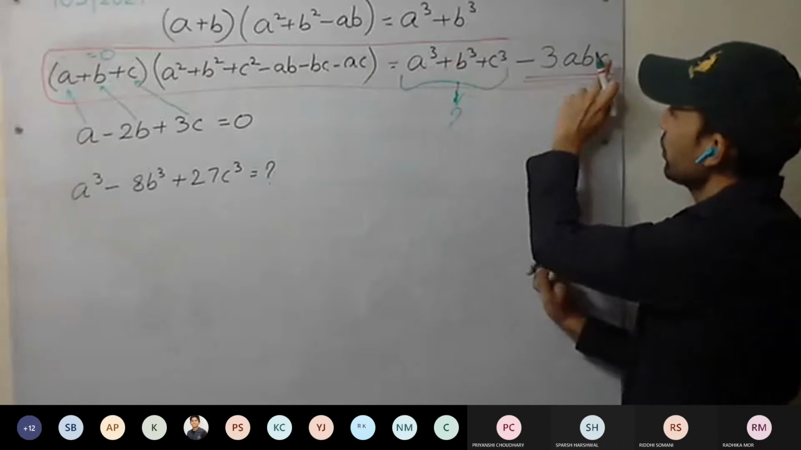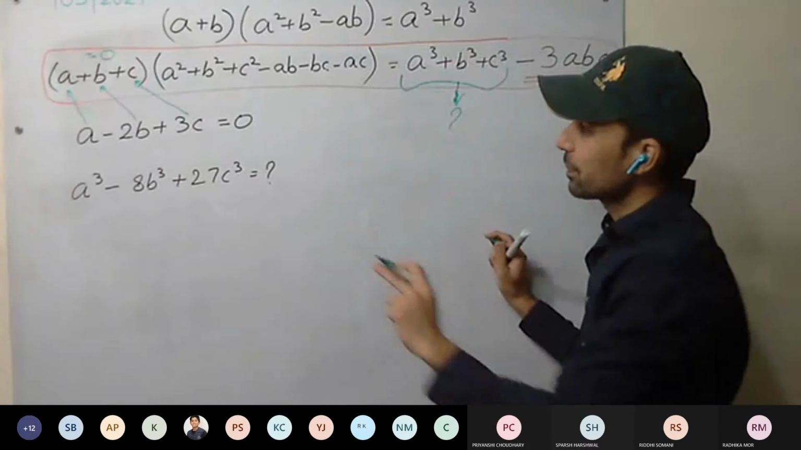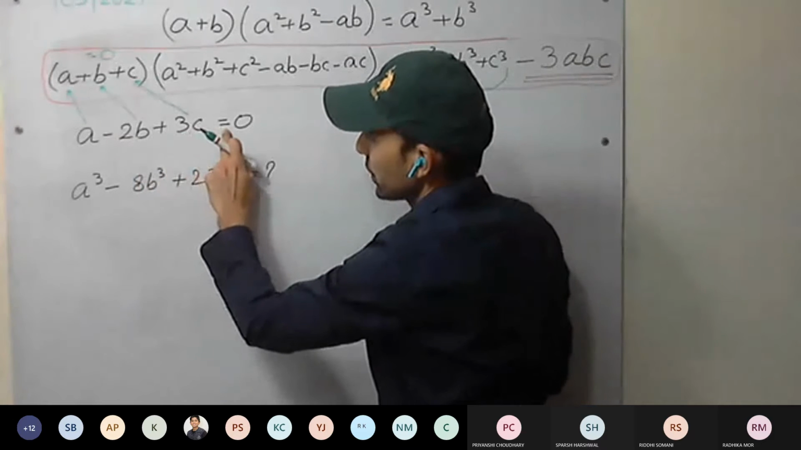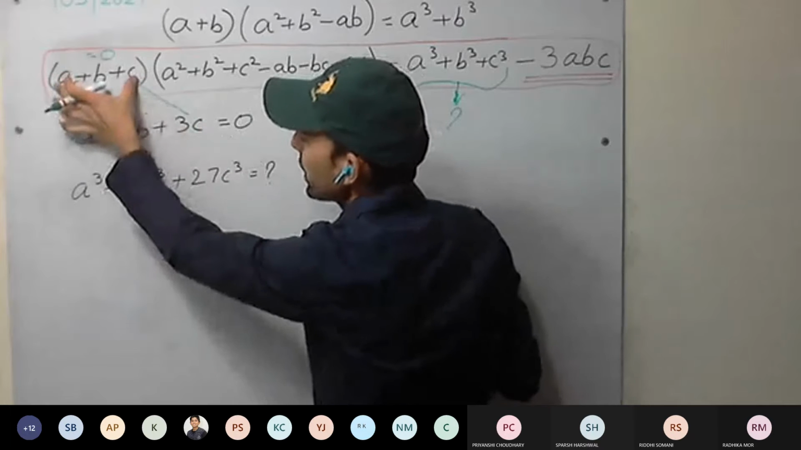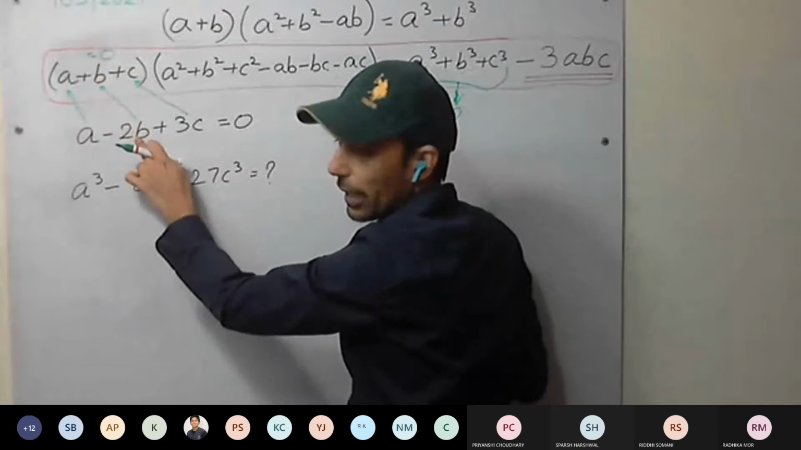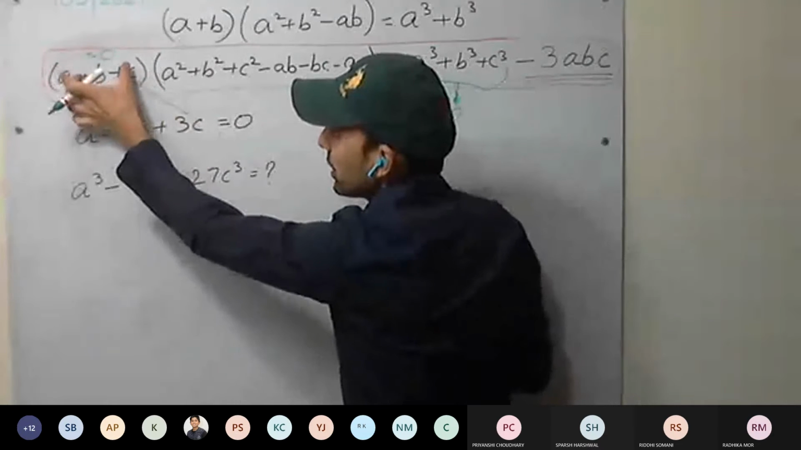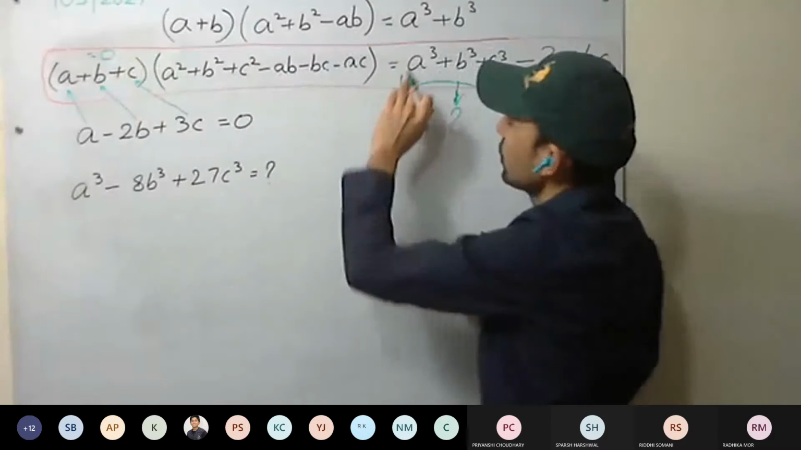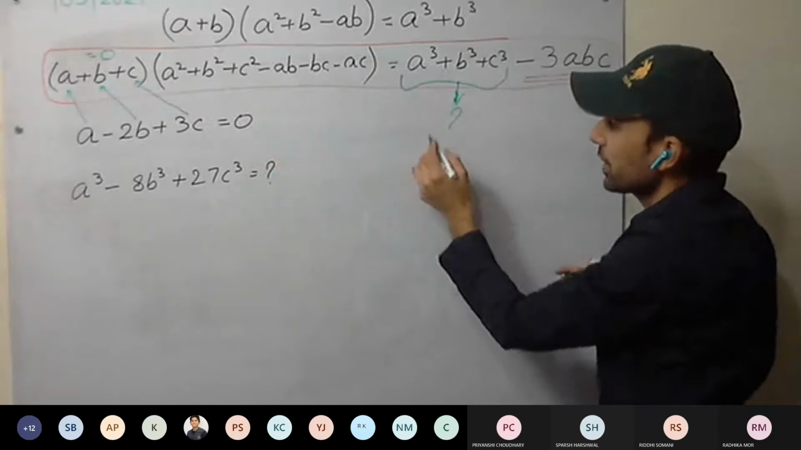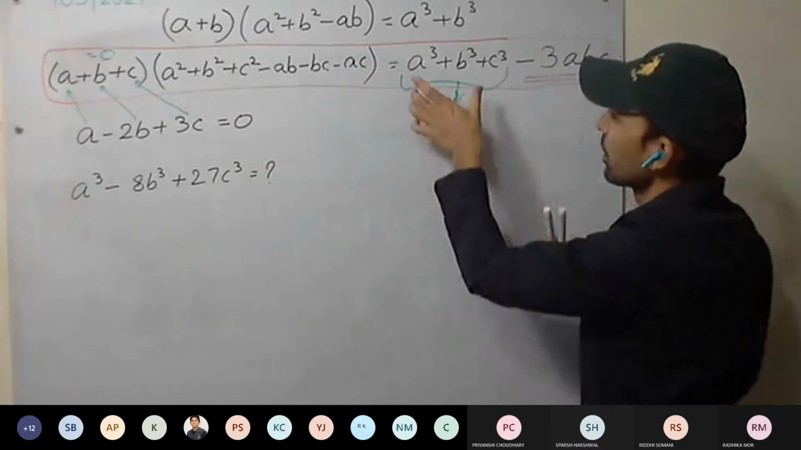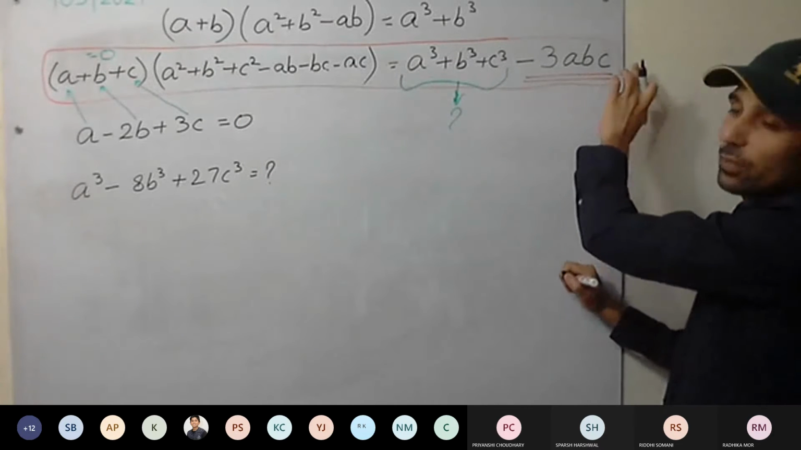To calculate its value, we must have its value. What is given? a minus 2b plus 3c equal to 0. It means the sum is 0. If we put here a instead of a, minus 2b instead of b, and 3c instead of c, this whole thing is 0. It is given. 0 multiplied by anything is 0. So this whole thing will be 0. This equation will be reduced to only this minus 3abc equal to 0.